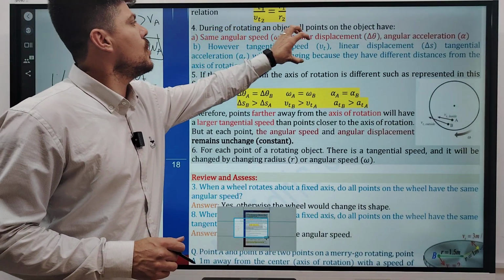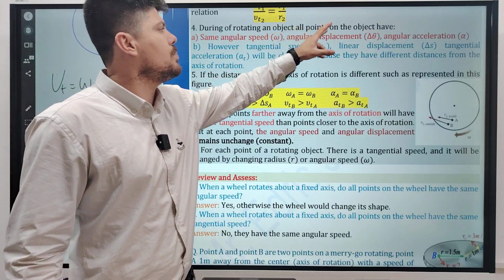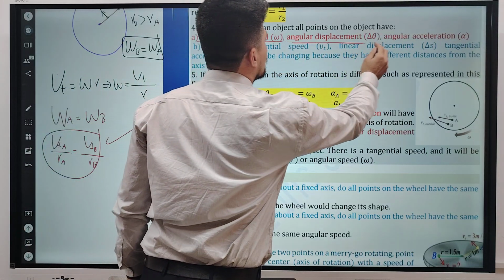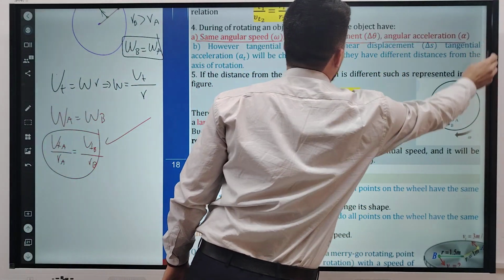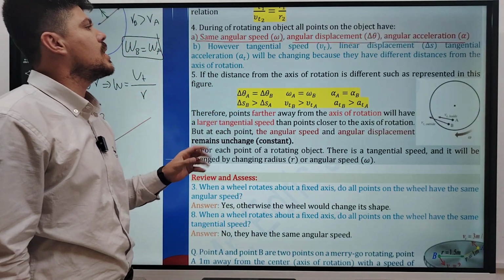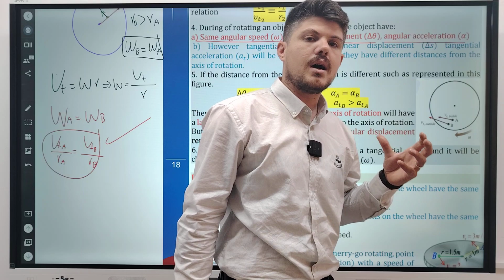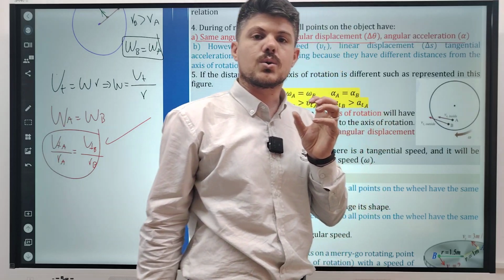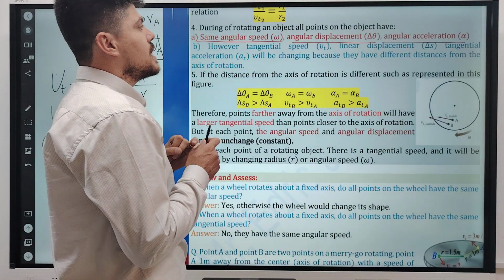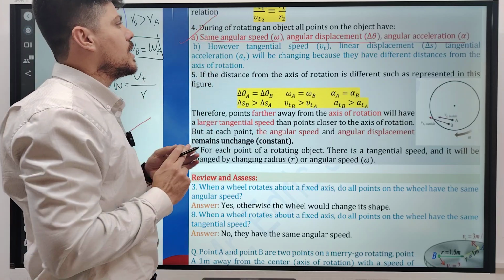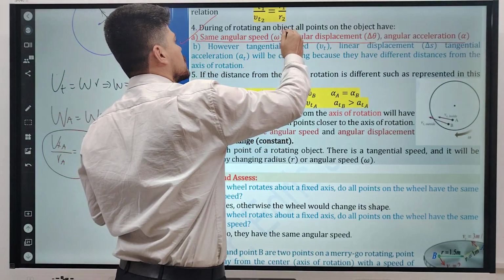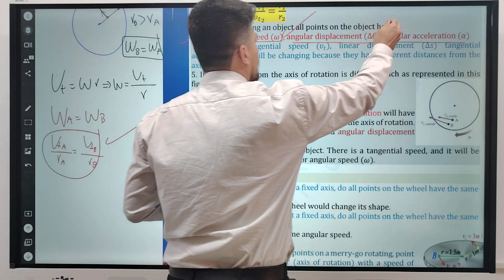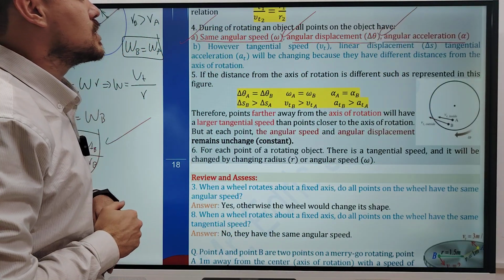During rotation of an object, all points on the object have the same angular speed, same angular displacement, same angular acceleration. Which of the following is correct for all points on the rotating object? A. All points have the same angular speed. Yes, it's correct. B. All points have the same angular displacement. Yes, it's correct. C. All points have the same angular acceleration if it has. Yes. Okay, so this is very important, and D is all of them.